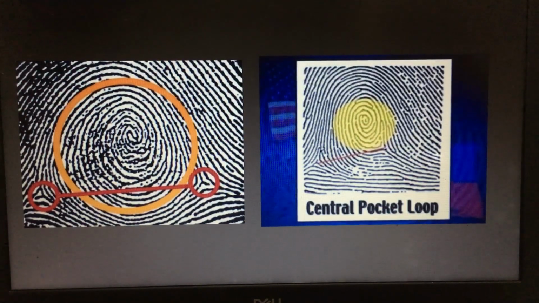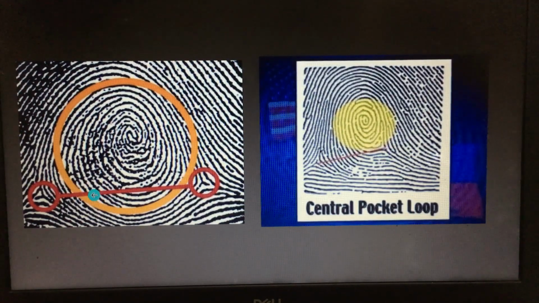So meaning to say, a central pocket loop also has two deltas, but unlike with the plain whorl, the recurving ridges must attach at the imaginary line.